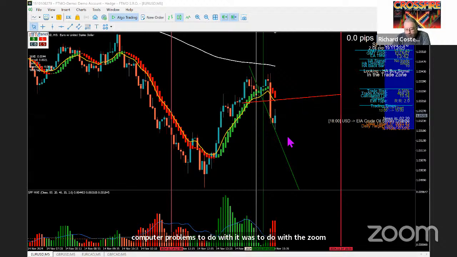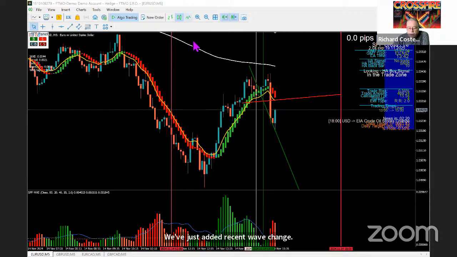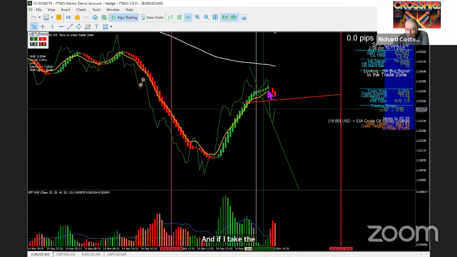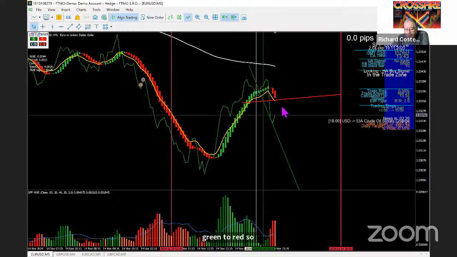So we're still above the green trend line, still looking for buy signals. However, we've just had a recent wave change, and if I put the line on rather than the candles, the price has now come below the red trend line, and we've had a recent wave change from green to red. So when price gets below the red trend line, we have to start thinking about whether we are looking for a buy or a sell, because it goes between the two trend lines.